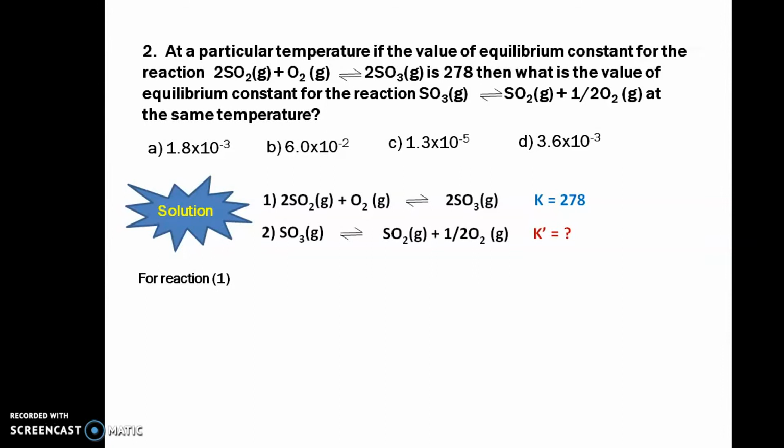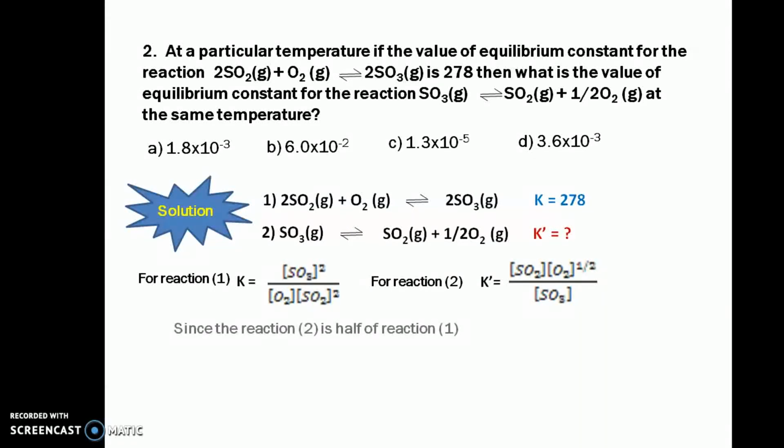Therefore, let us write the equilibrium constant for the first reaction: K is equal to SO3 whole square divided by SO2 whole square into O2. Similarly, for the second reaction also we will write down K dash is equal to SO2 into O2 raised to half divided by SO3. And look at reactions 1 and 2. Reaction 2 is half of reaction 1.